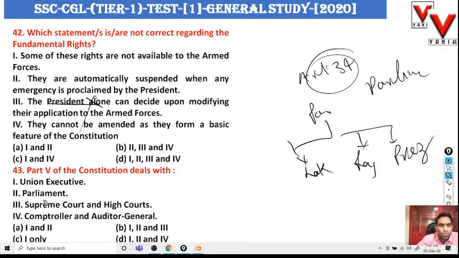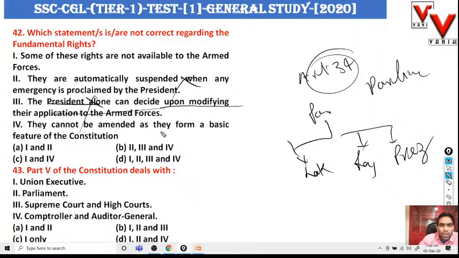So this is also going to be wrong. This is also going to be wrong. That means the statement is "president alone." It is not president alone. Rather, parliament can decide upon modifying the application of armed forces. That means parliament is entitled, not president alone.